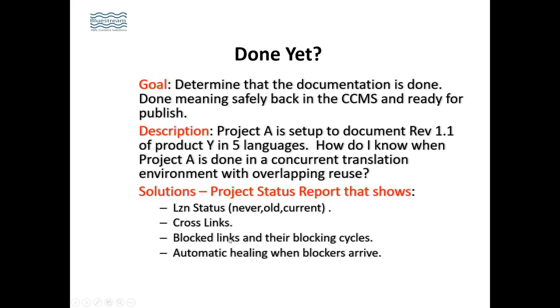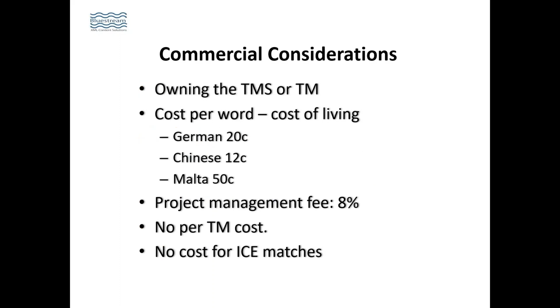We call those blocked links. How do you deal with that issue? And how do you automatically heal things when the blockers arrive? The blockers being project A, the reusable stuff, finally comes back. How do you release project B and put it in a doneness state? So there is some complexity there.